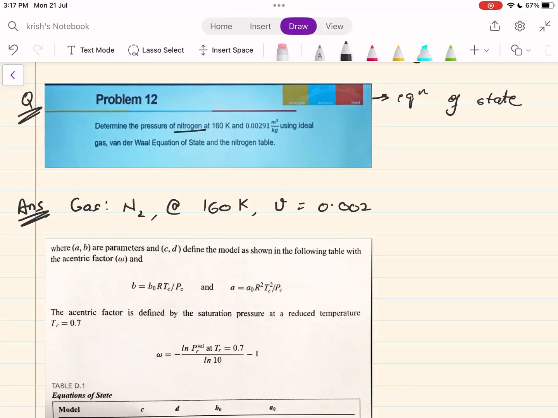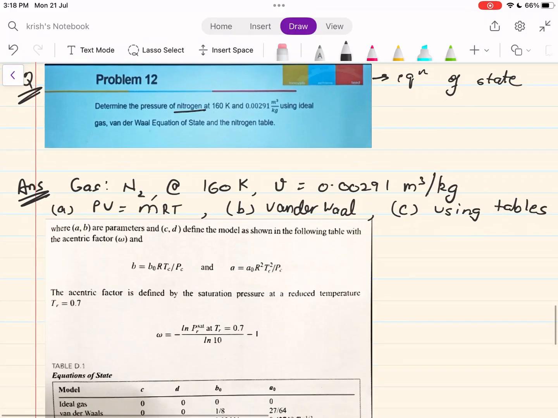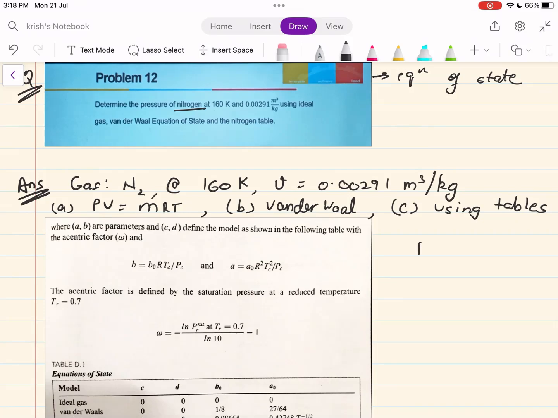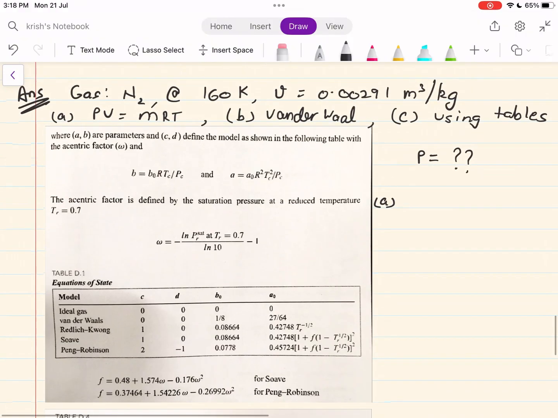The question states, determine the pressure of nitrogen, so our gas is N2, at 160 Kelvin and specific volume of 0.00291 meter cube per kilogram, using part A, PV equals to mRT, that is our ideal gas equation, part B, using the van der Waal equation, and part C, using the tables. Right, so we have to find the pressure. So let us start solving part A.